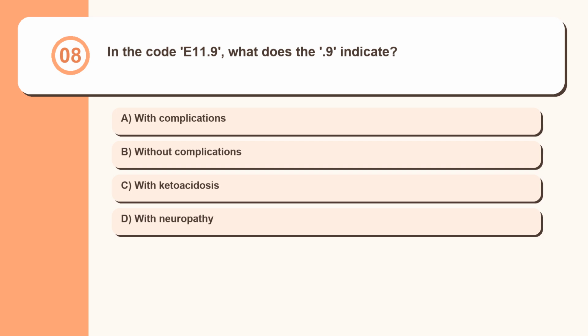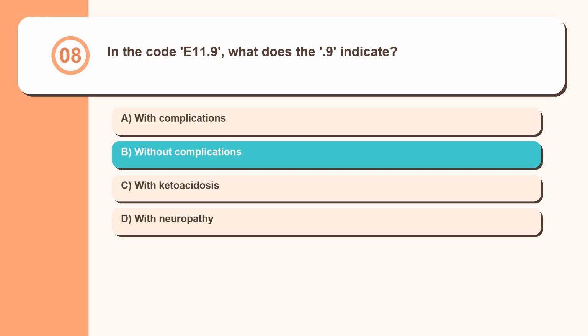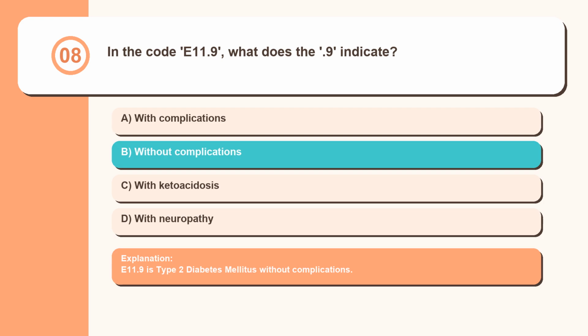Question 8. In the code E11.9, what does the .9 indicate? With complications, without complications, with ketoacidosis, with neuropathy. E11.9 is type 2 diabetes mellitus without complications.